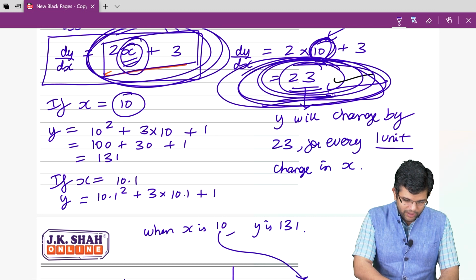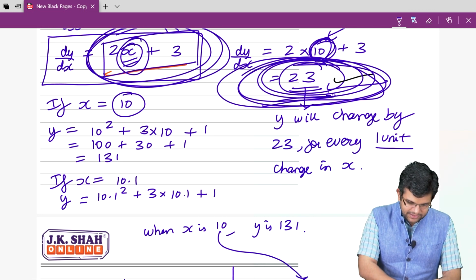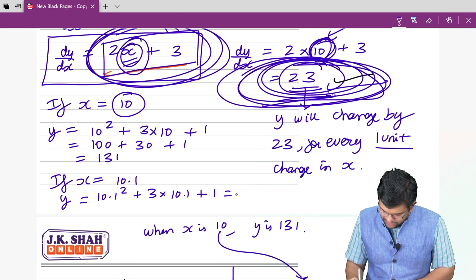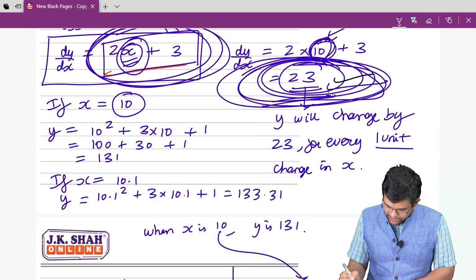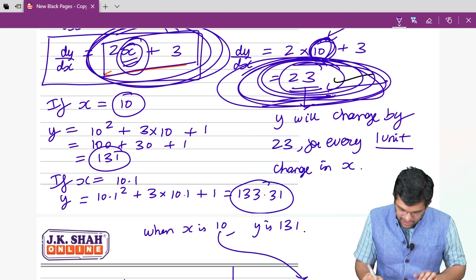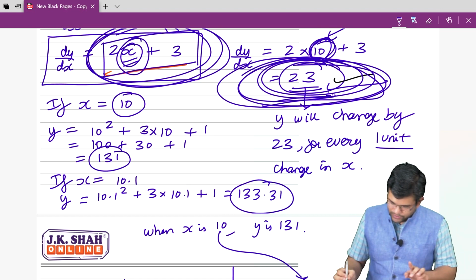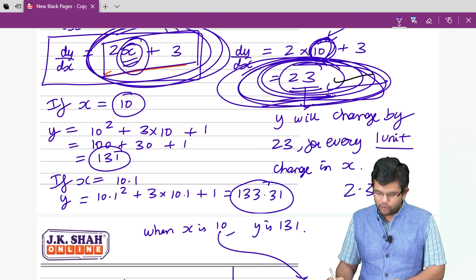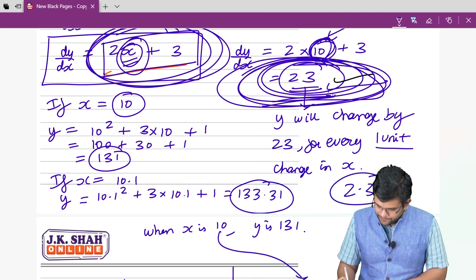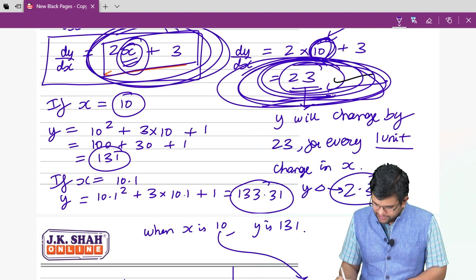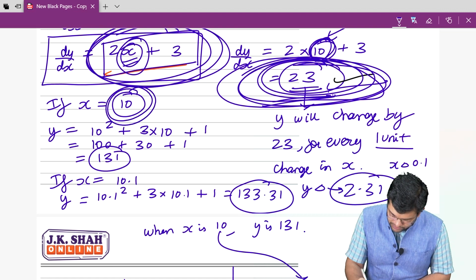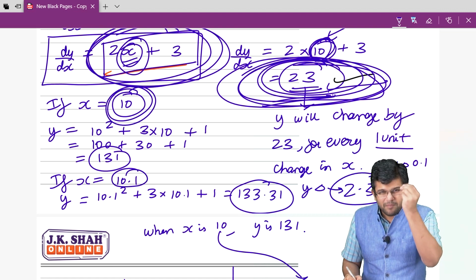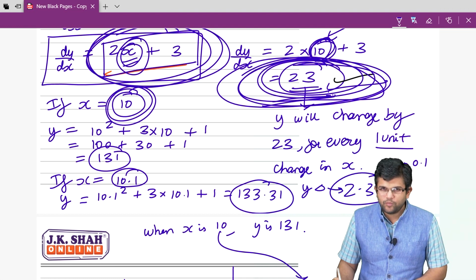So children, 10.1 squared plus 3 into 10.1 plus 1. This will come to 133.31, correct? 133.31 minus 131, if I do, this will come to 2.31. Which means, children, can you see that y changed by 2.31 when x changed by 0.1? Everybody clear? When x changed by 0.1, a minute change, can I say y changed by 2.31?